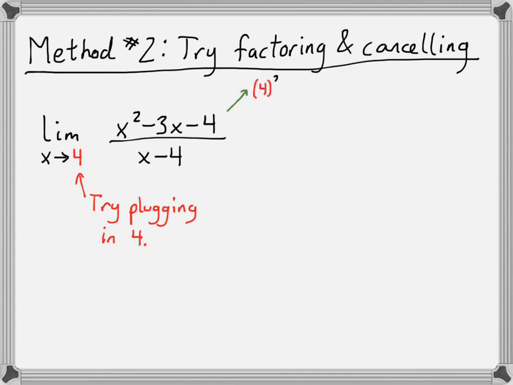In the numerator, 4 squared minus 3 times 4 minus 4. So that would be 16 minus 12, that's 4. 4 minus 4 is 0. Great. Next, on the denominator, 4 minus 4 would be, well, 0. So this limit would evaluate to 0 over 0.